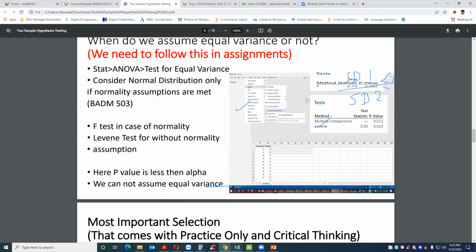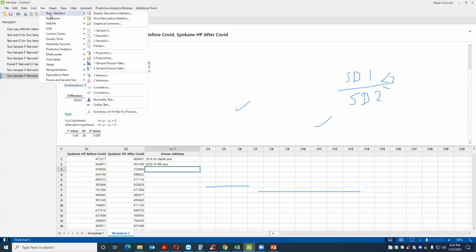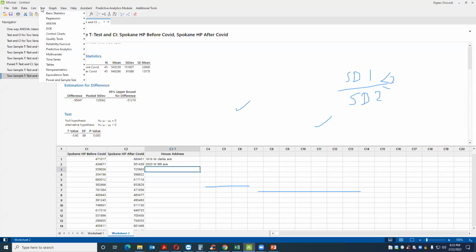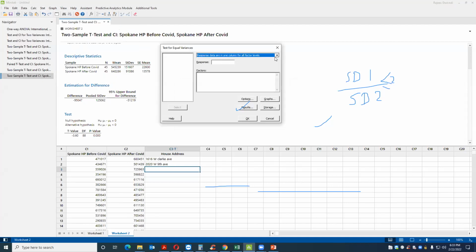So I'm just going to demonstrate. Let's say these are the two samples I'm going to check. Here we have Statistics, Basic Statistics, 2 Variances. Or you can go under Statistics, ANOVA. Here you can say Test for Equal Variance. Test for Equal Variance.